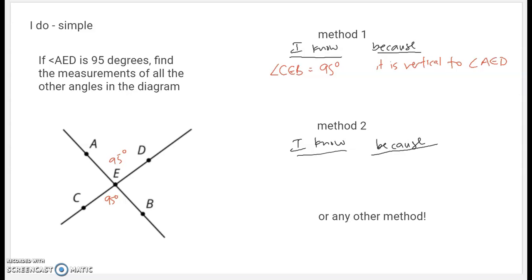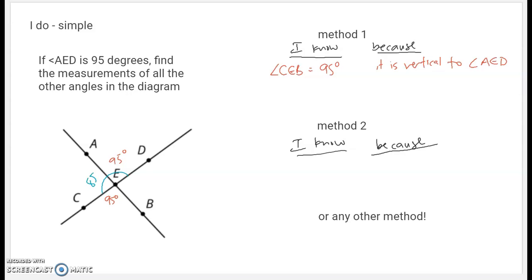So now what about the other two? Well, notice any two adjacent angles I pick, like this one and this one, or any other two that are adjacent to each other, since they're along a line, they're going to be supplementary angles. So I know that this CEA one right here, if this is 95, this must be the rest to make it 180, which I think is 85.